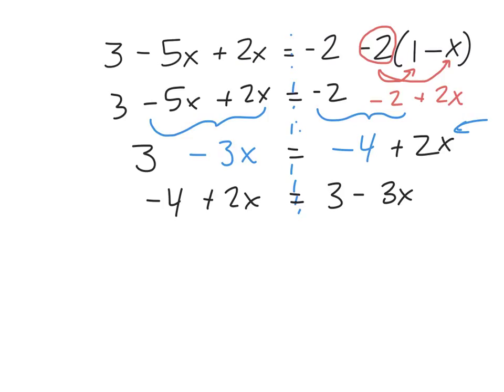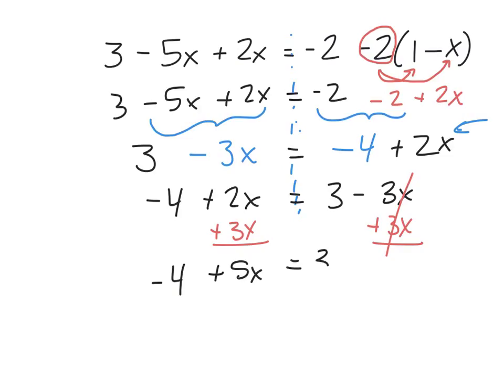I've got x terms on both sides, so I'm going to use inverse operations to get them together. Remember, this one cancels out. Over here I have 2x plus 3x. That's 5x, so this is negative 4 plus 5x equals 3. Okay, now I've got a negative 4 over here. I'm going to do inverse operations, plus 4 to both sides.